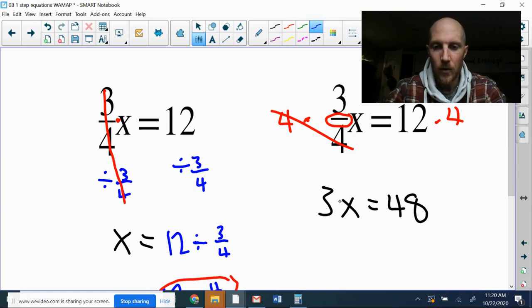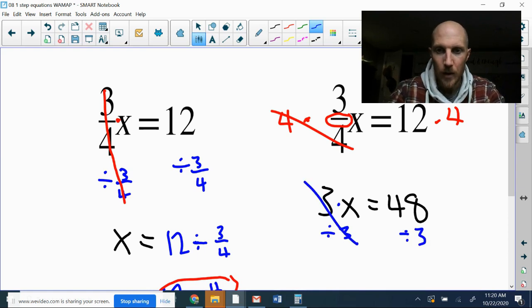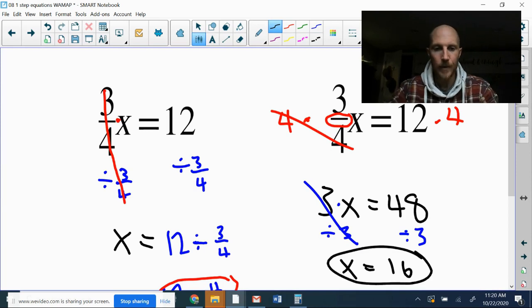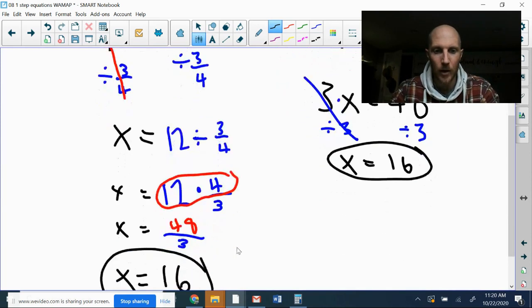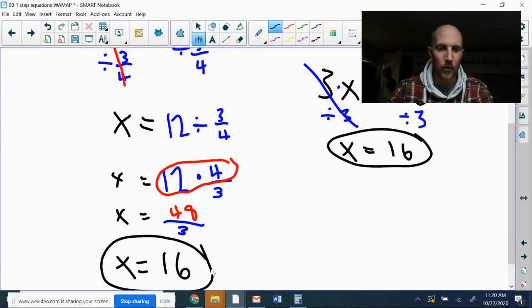And then to get the original starting number of x, I need to reverse the process of multiplying by 3. So divide by 3, divide by 3. These cancel. 48 divided by 3 still is 16. Okay, same thing either way. It's a matter of whether you're going to use the fractions and do 1 step or break it into 2 separate steps.